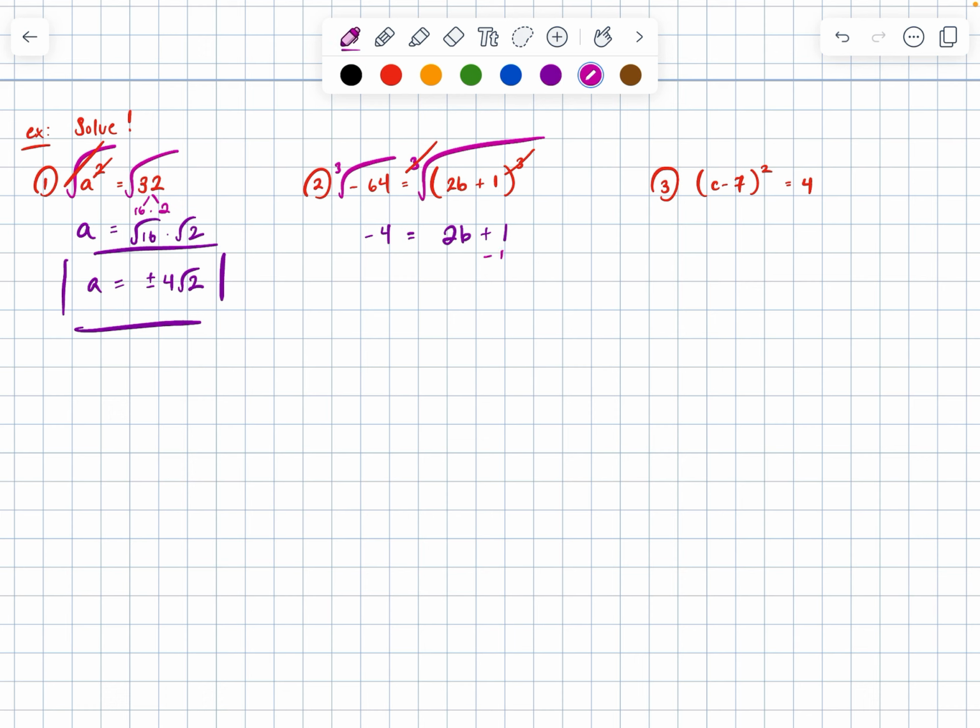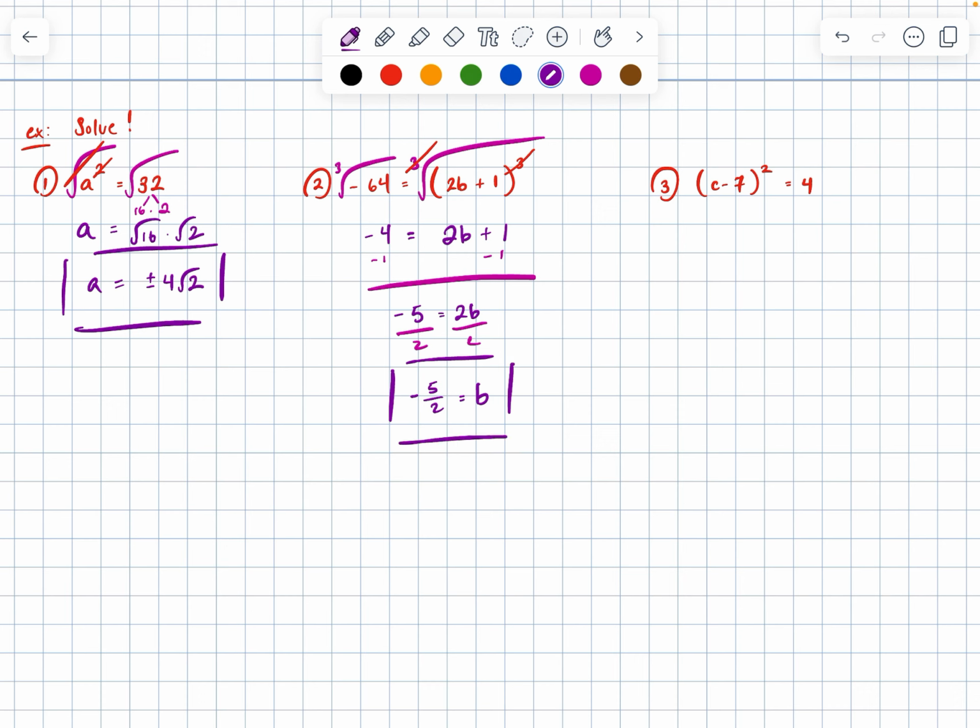To get b by itself, let's subtract 1 from both sides. That leaves me with negative 5 equals 2b. To get b by itself, I'll divide both sides by 2. Negative 5 over 2 is the value of b.